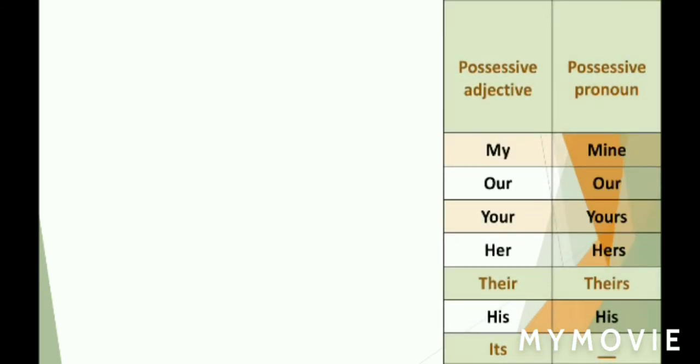Now, look at that column over here. These are possessive adjectives: my, our, your, her, their, and his, and its. While this column shows possessive pronouns like mine, ours, yours, hers, theirs, and his.